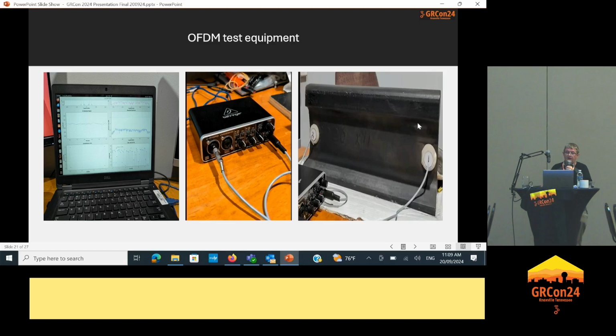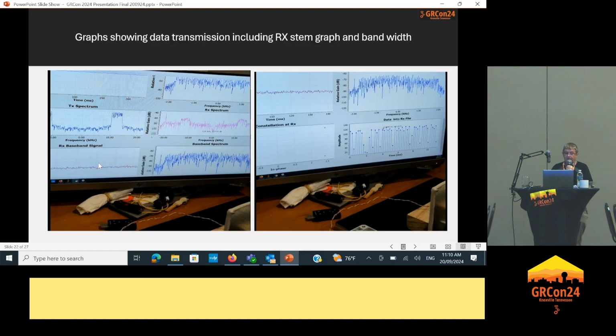And this is 0.5 meter of 60 kg rail, which is standard rail that's used in railways all around the world, including the US. So this is what the flow graph looked like. Just some screenshots from it. And you can see I'm getting everything that I need, the constellation and the stem graph. So I was really pleased with that.